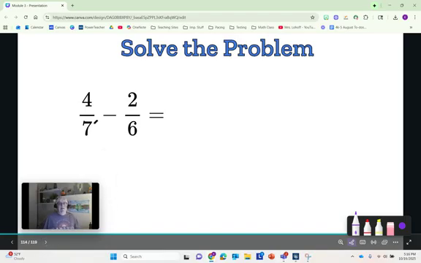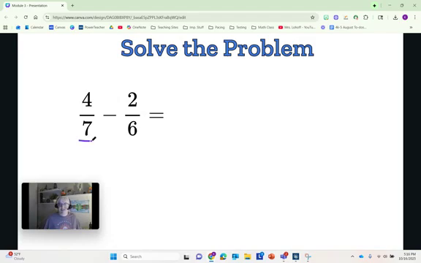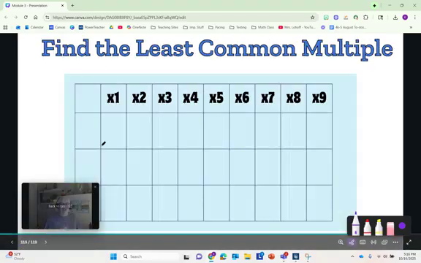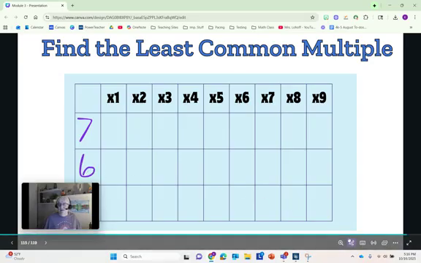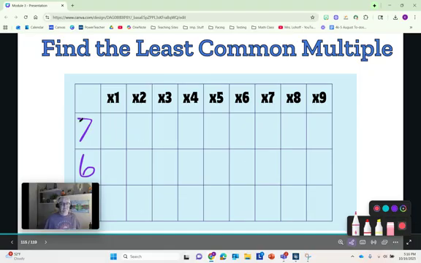All right. 4/7 minus 2/6. Our denominators are not the same, so we need a least common multiple. All right, 7 and 6. Let's get the chart going. 7 and 6. Let's use red. All right, as I work through my chart for 7, I'm going to think about if I know that fact will appear for 6 as well.